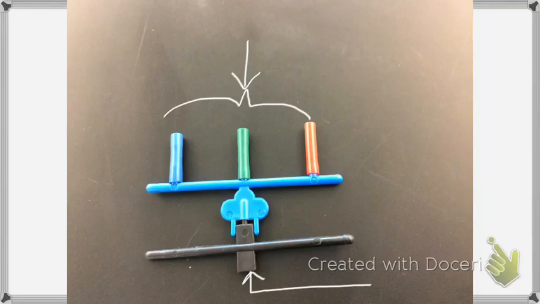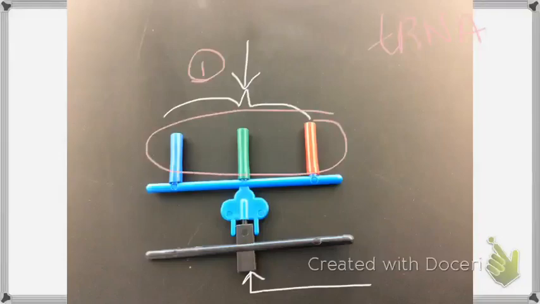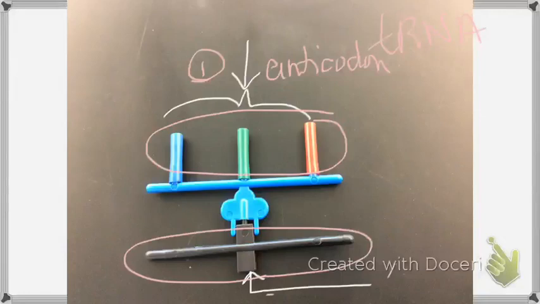Now, I zoomed in on just one of these. What did you say this is? This is tRNA. Yeah, so this top thing, this right here, what is that? Anticodon. And how about this bottom thing? Amino acid.